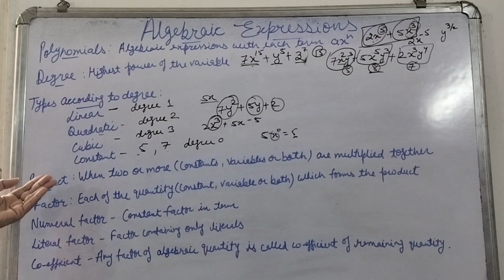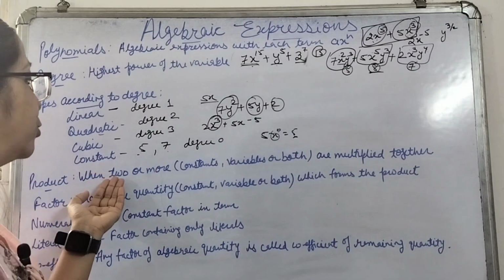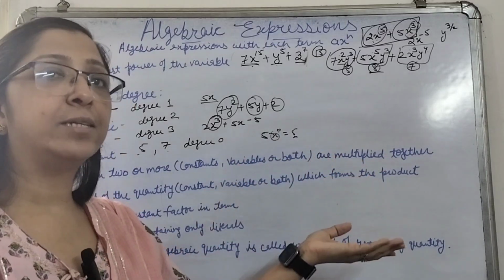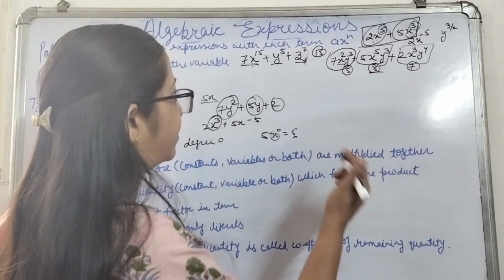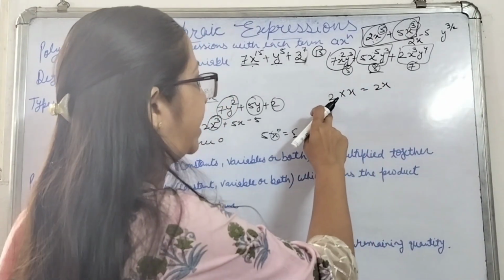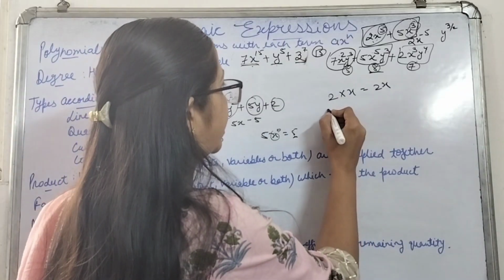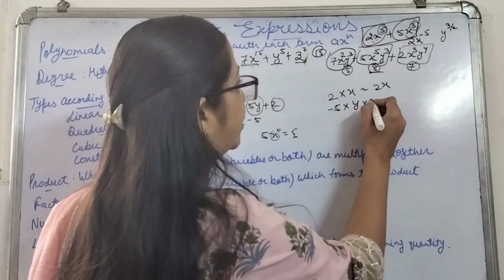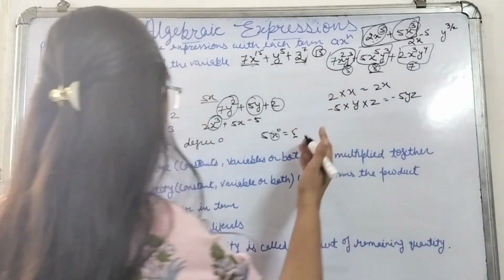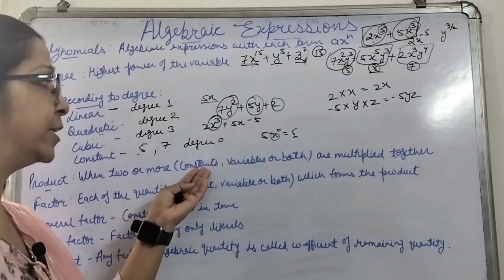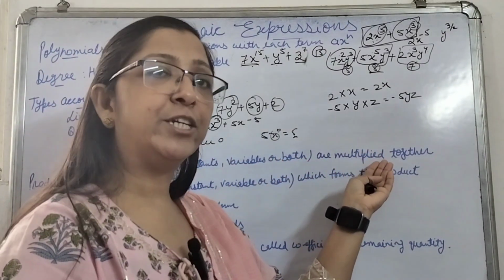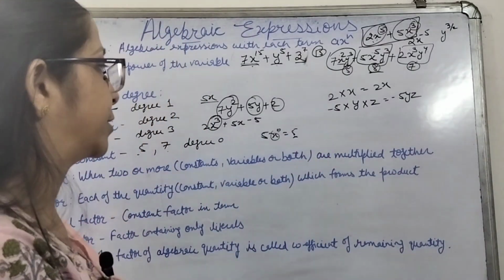Now what is a product? Whenever we are multiplying 2 or more than 2 constants, variables or both, whatever result we get is the product. Like if I say 2 multiplied by x, then 2x is the product. Here we are multiplying a constant and a variable. If I take minus 5 into y into z, then minus 5yz is the product. Similarly, whenever we multiply 2 or more constants, variables or both, the result is known as the product.